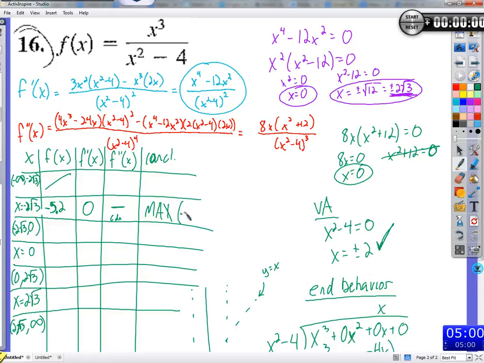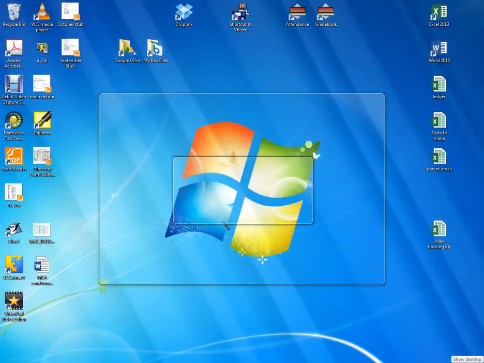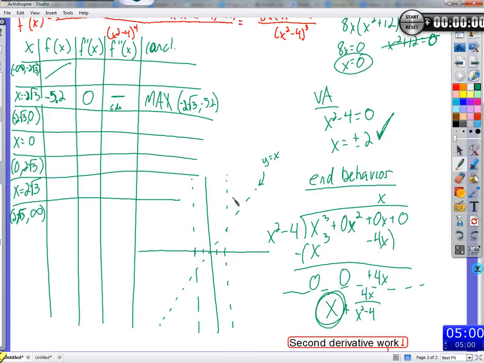The location of that maximum would be negative 2 root 3, negative 5.2-ish. You think so? I don't feel like that number could be a max. Well, let's see, we have negative 2 root 3. About how big is 2 root 3? A little bit bigger than 3. It's 3.464. So here's negative 2, there's negative 3, close to 3.5, and about there.